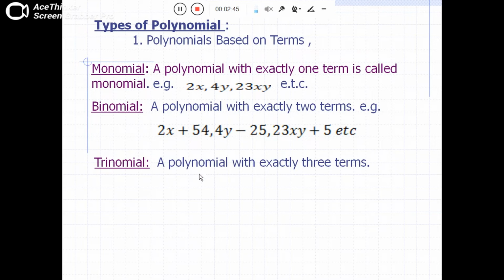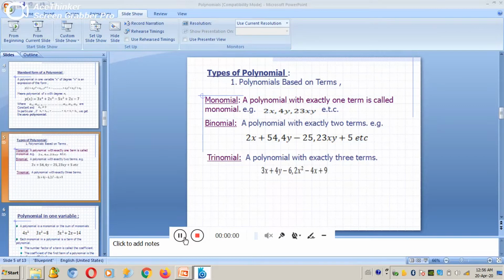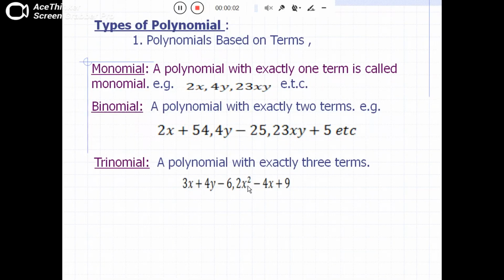These are examples of a binomial. Next is a trinomial. A polynomial with exactly three terms is called a trinomial. For example, 3x plus 4y minus 6. In this, 1, 2 and 3 terms are there. So this is an example of a trinomial. And 2x square minus 4x plus 9, having 3 terms, is also an example of a trinomial.